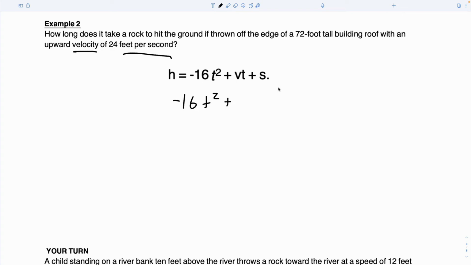Vienna, what would be my starting height then? Yeah. And what's my ending height, Kylie? What's my ending height that would go here? Yeah. It hits the ground at 0 feet.